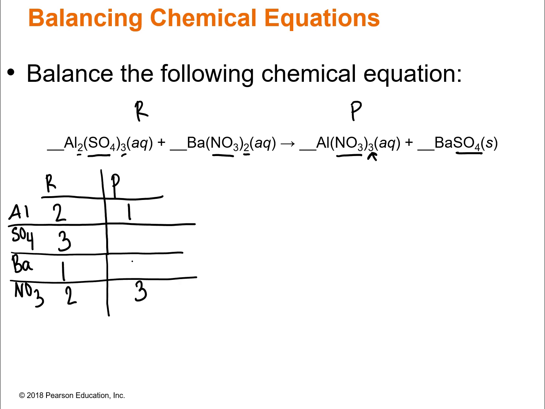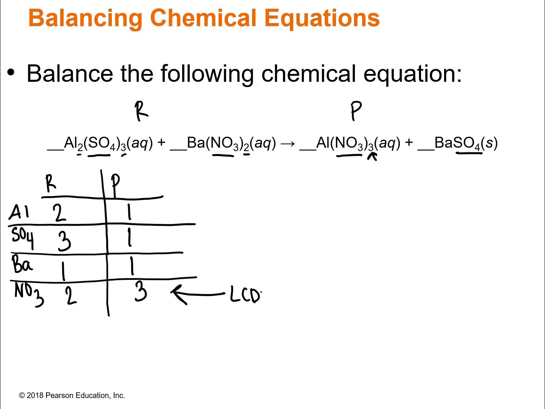For barium, we've got 1. And for sulfate, we've got 1. So this is very not balanced, okay? We're losing atoms, we're gaining atoms. We got to do something about this. We're going to start with the more complex thing to balance. Our nitrates, we've got 2 on one side and 3 on the other. That's the most complicated thing that we've got.